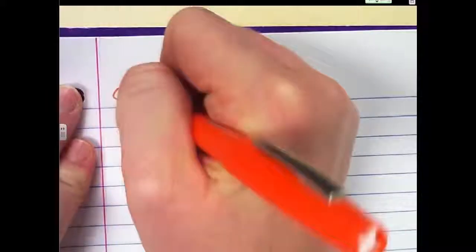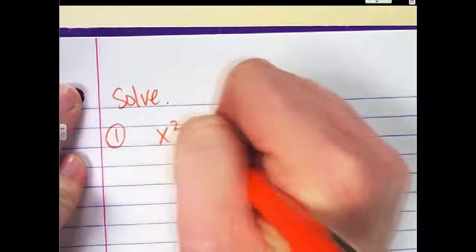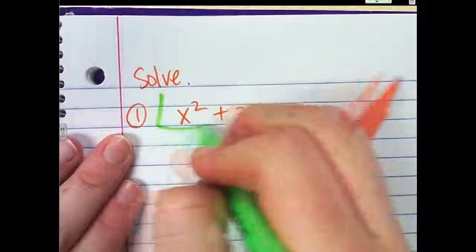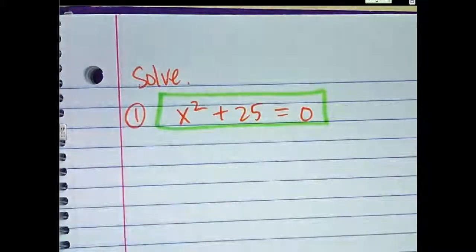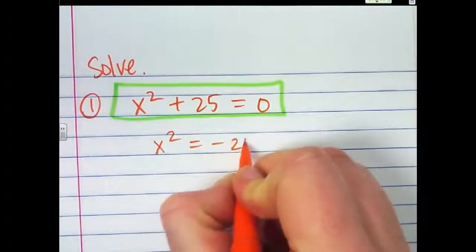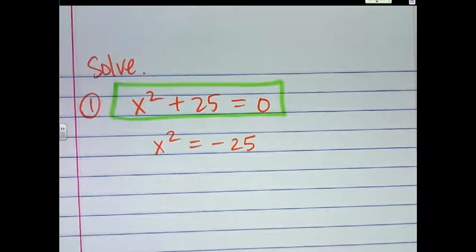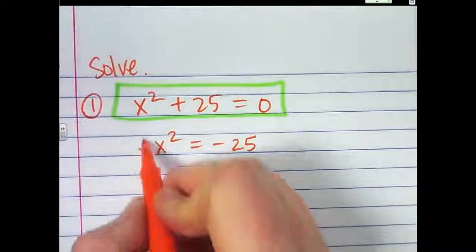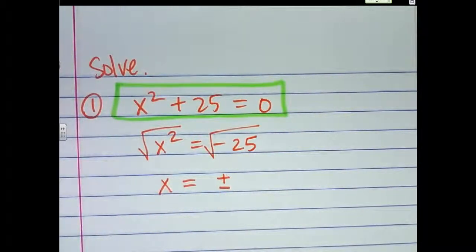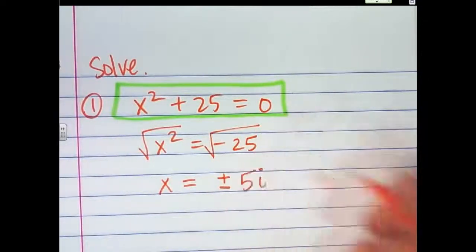They're not long, I promise. First one: x squared plus 25 equals 0. What would you do first? Subtract 25, so x squared equals negative 25. And then square root. As soon as you square root, I go ahead and write x equals plus or minus, that way I don't forget it. What is the square root of negative 25? 5i. Good. Plus or minus 5i.